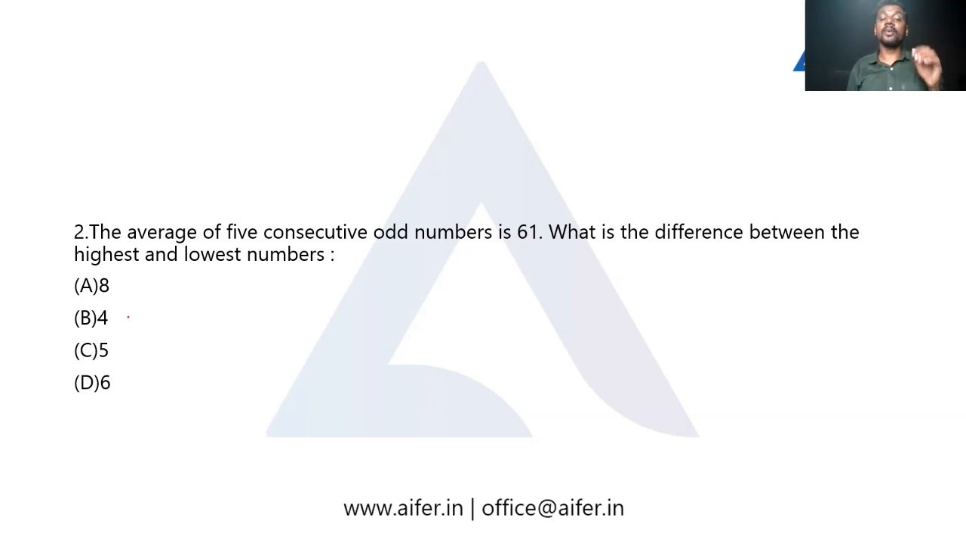So here, the average of 5 consecutive odd numbers is 61, which means we'll have the 5 numbers as x, then x plus 2. In the last case, it's consecutive numbers.